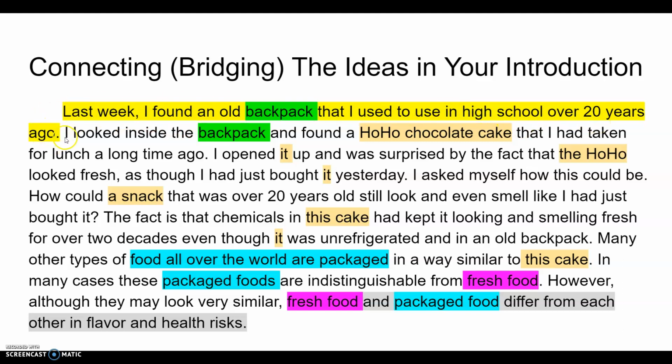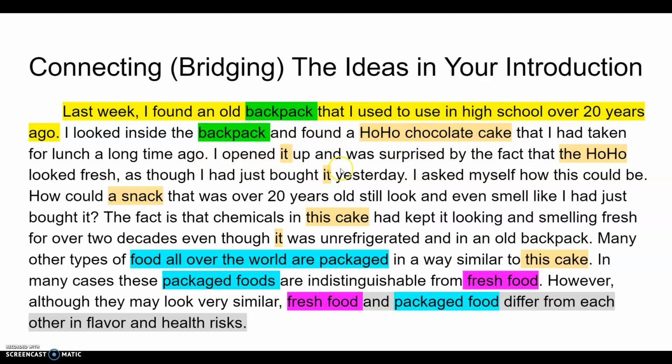The next sentence is, I looked inside the backpack and found a ho-ho chocolate cake that I had taken for lunch a long time ago. So you see that this idea of backpack and backpack, it's in the first sentence and in the second sentence. So the idea connects the sentences. Then here we have ho-ho chocolate cake.